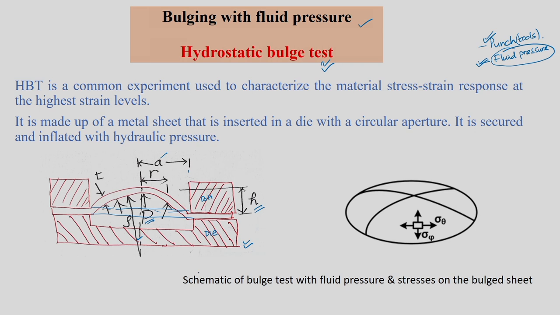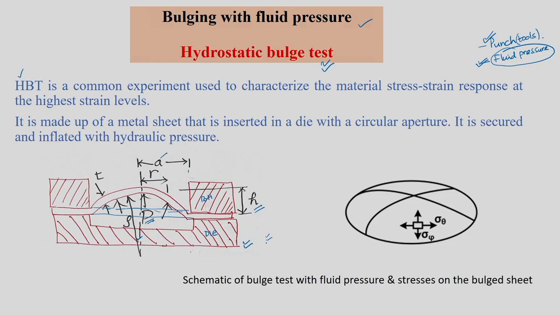Okay, so I have written here that HBT is a common experiment used to characterize the material or a sheet's stress strain response at higher strain levels. Like in the uniaxial tension test, we characterize the material's stress strain behavior, but in that case you may get the sheet's characteristics only up to a limited strain value. Here, you can get to a larger extent. You can deform the same sheet, let us say aluminum or steel, and with the HBT you can get a stress strain response to larger strains. That is the main advantage in terms of characterization. I think we have seen this briefly in the formability test chapter. Anyway, let us come back to this.